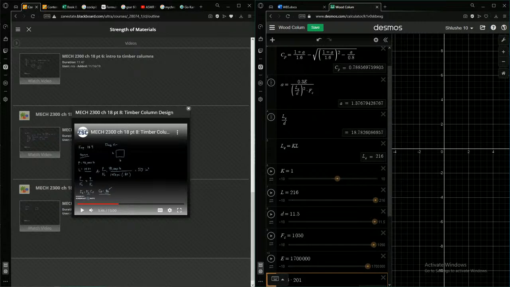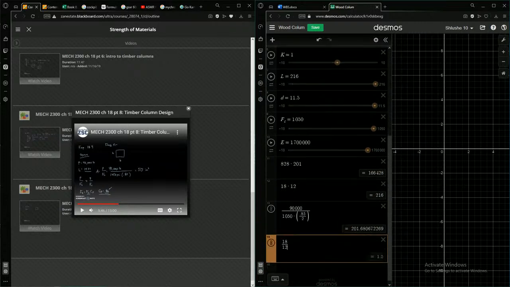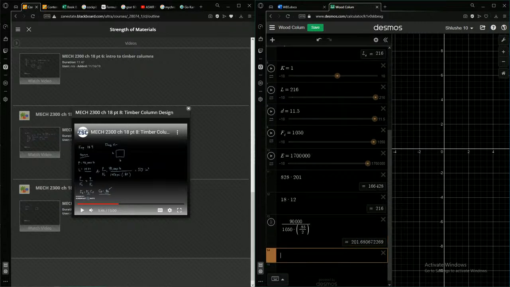Thank goodness, because the beam we chose is 1 foot by 1 1/3 feet. I'm pretty sure. 18 divided by 12, yeah, it's 1.5 feet wide. That's really big. For timber, you really won't need that much.